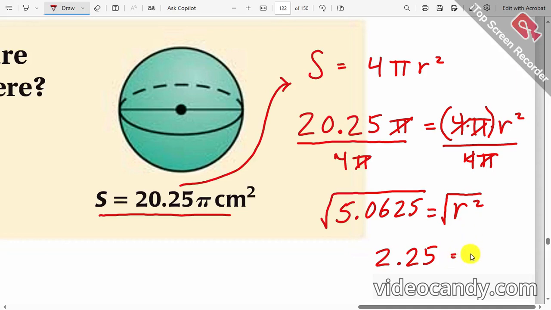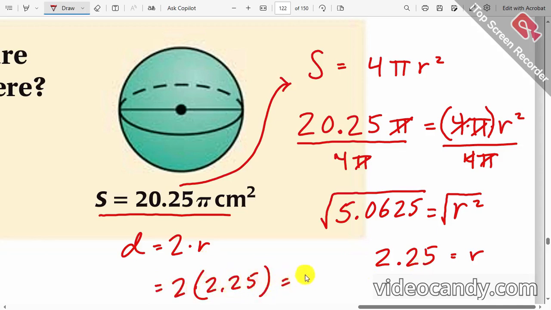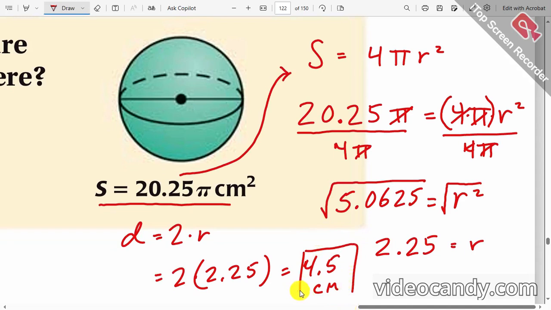And the square root of r squared is r. They asked us for the diameter, not just the radius. So we said at the beginning the diameter is 2 times the radius. So that's going to be 2 times 2.25, which is 4.5. The units were in centimeters squared, but when we took the square root, it is just centimeters. And that is the final answer.